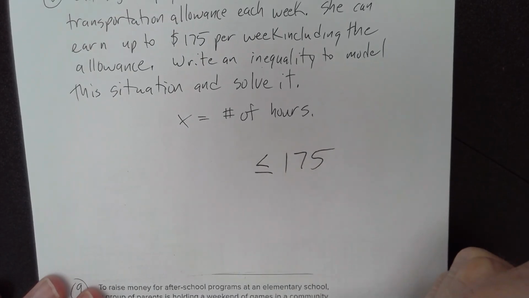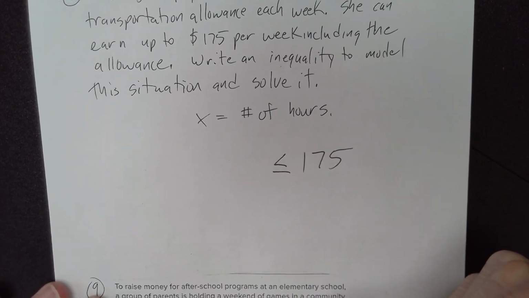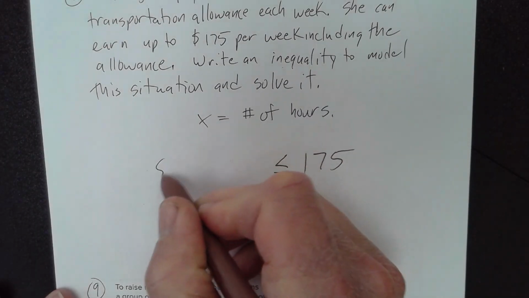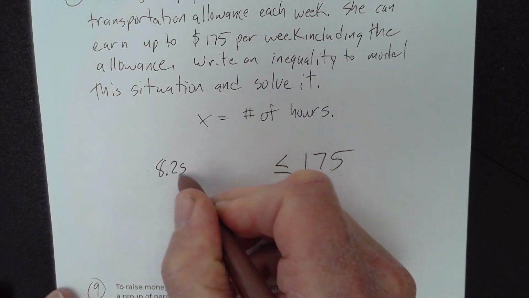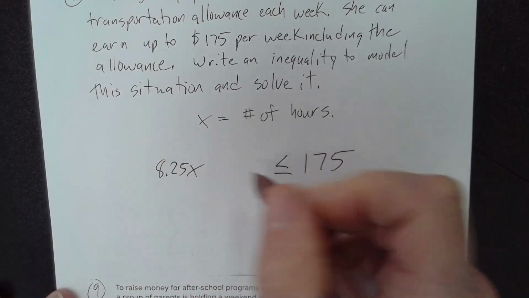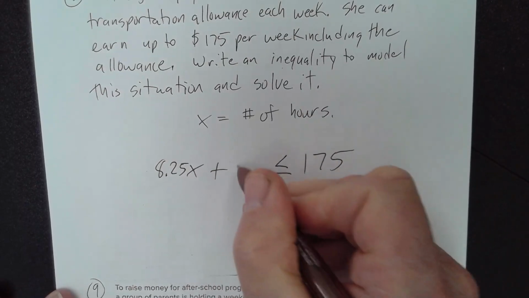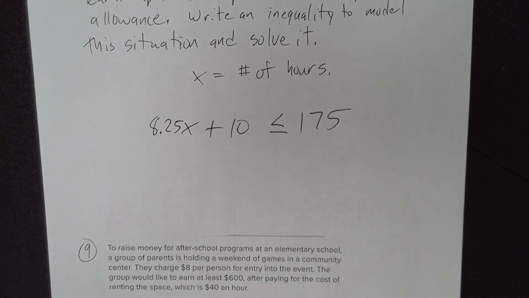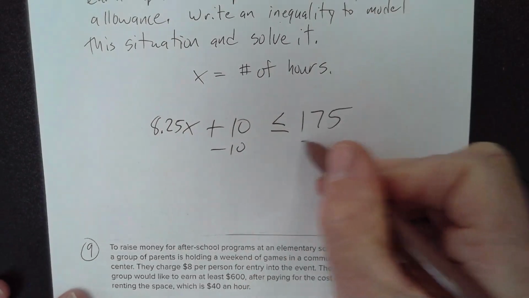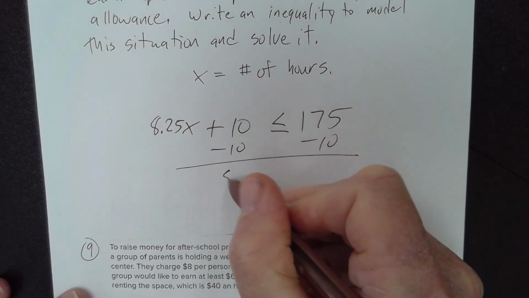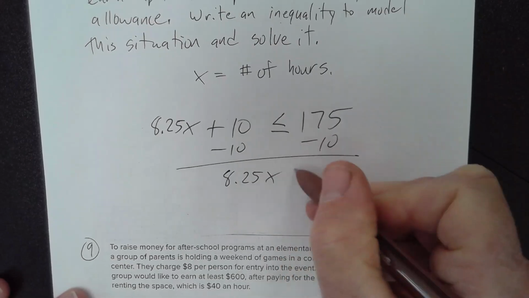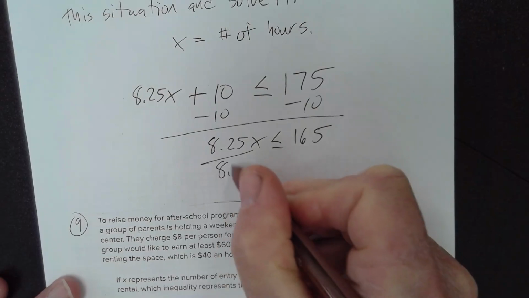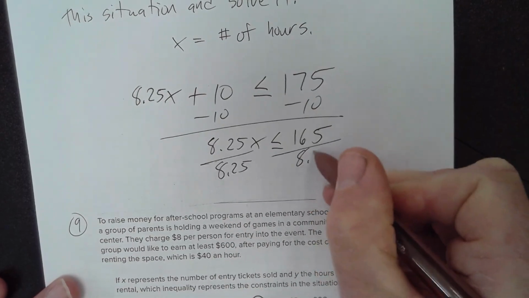I would say equal on this, the way that I think it should be. And then it's number of hours, so it's for each hour, right? You get $8.25 X, and then you get your $10 allowance for travel. So we're going to solve this algebraically. So we're going to move the 10. This would tell us how many hours that Len can work in a week. 165. Divide by 8.25, divide by 8.25.